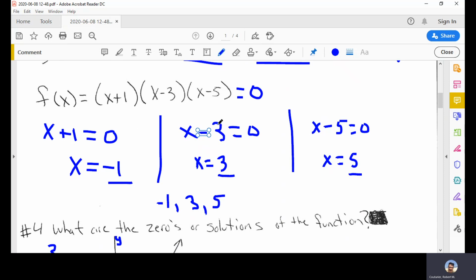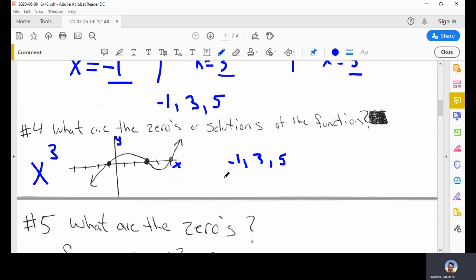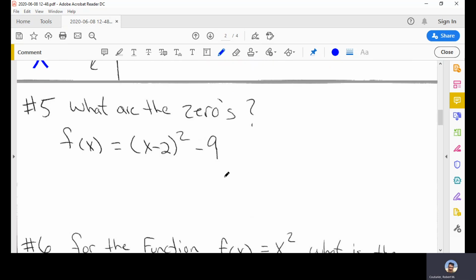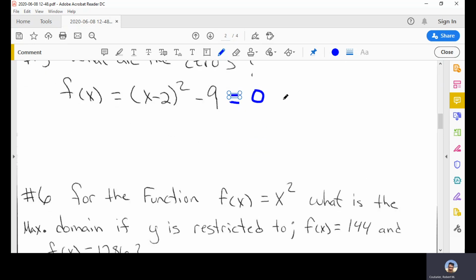Okay, so this is what this looks like, guys. And again, number 5 says, what are the zeros? So here is a quadratic function. For the function f of x equals this, they would probably have this set equal to 0 for you. So what are the zeros of this? Well, first thing we have to do is we need to get x. We need this x here by itself. But notice it is stuck inside of parentheses.